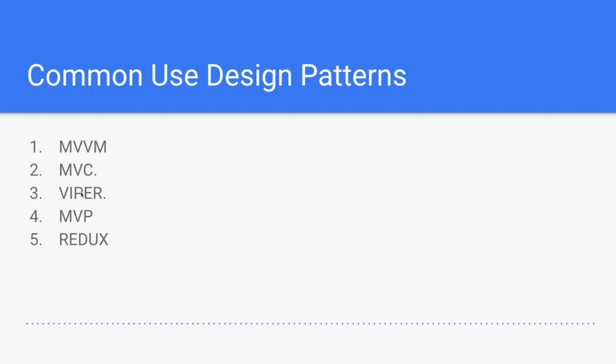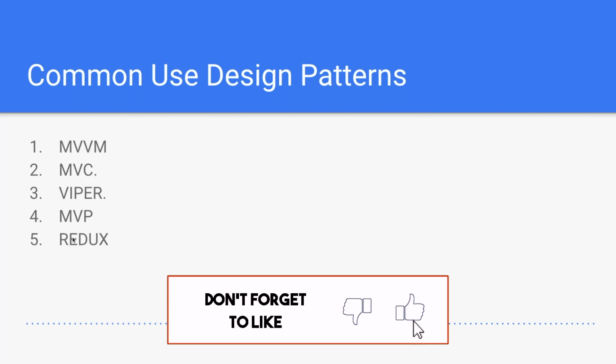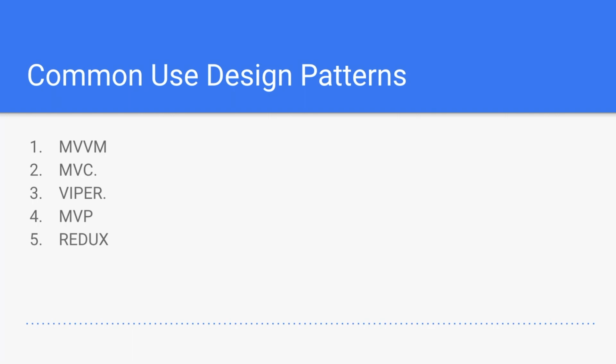Then we have VIPER. This is also a good design pattern where everything is protocol based. Some find it a little difficult initially because of the lot of files it creates. We have MVP, where we have a presenter, and then we have Redux, which is more used in React Native or React.js projects. But in some iOS applications, you will see this design pattern implemented too. Each has some pros and some cons, and based on what suits your application, people choose among these design patterns.